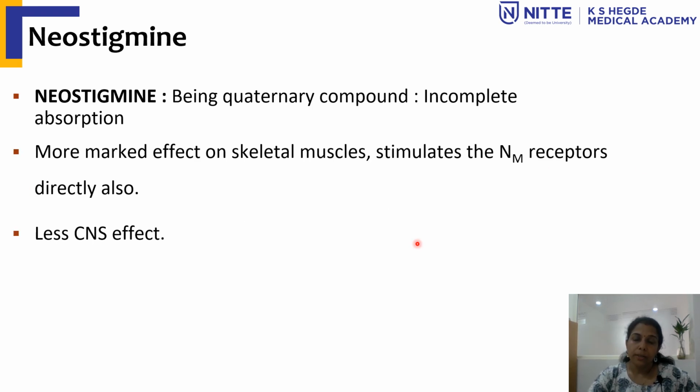About neostigmine, it's a quaternary compound, so it undergoes incomplete absorption, whereas physostigmine is a tertiary amine, it crosses the blood-brain barrier and has CNS effects. Neostigmine does not cross the blood-brain barrier, so it has less CNS effect, but a more marked effect on the skeletal muscles, and it has a direct action on the NM receptors in the neuromuscular junction.